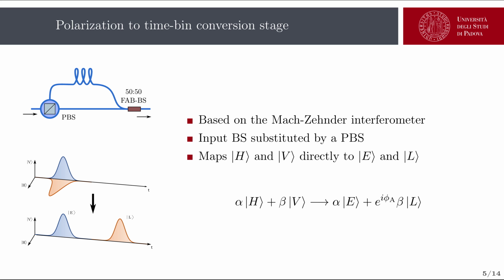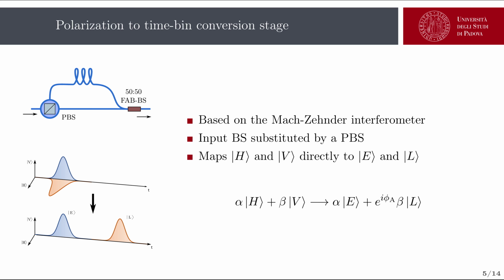This is another scheme that is used in our experiment. It's a system to convert polarization-encoded states into time-bin states. It is based on a Mach-Zehnder interferometer architecture, in which one of the beam splitters is substituted by a polarization beam splitter. It is easy to see that one polarization component will travel the long path and the other one will travel the shortest path. So the two will be directly mapped to the two time slots of the time-bin encoding.